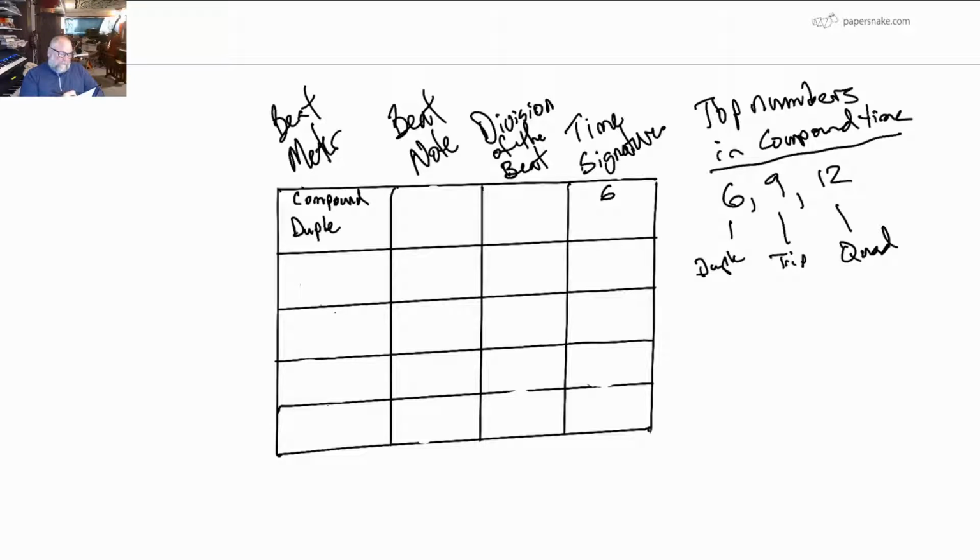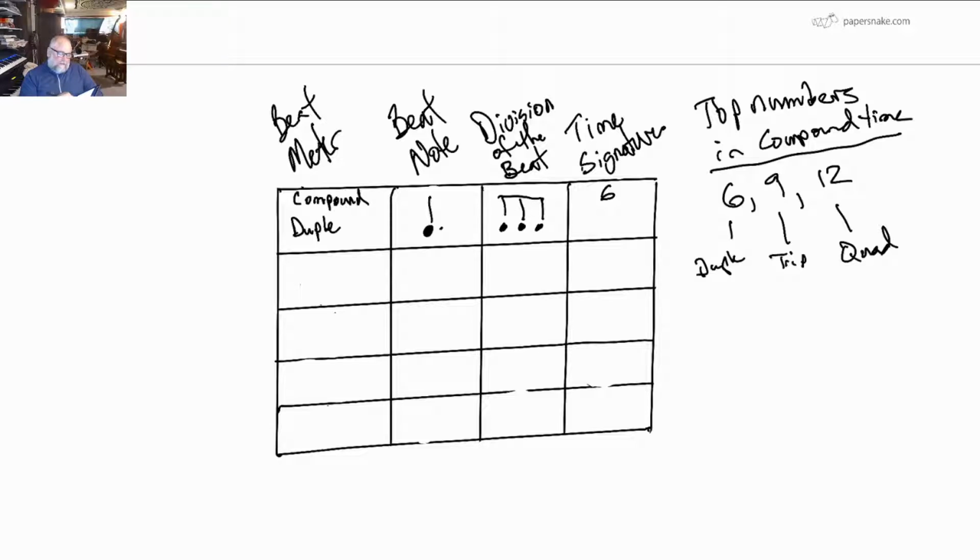The other piece of information they give us for this one is a dotted quarter. Now, that's representing a beat note. The beat note is a dotted quarter. How many beats are there in duple meter? 2. So there are 2 dotted quarters worth of stuff, but the division of the beat is where all the action is. The division of the beat is taking that dotted quarter and splitting it into 3 equal parts. So go to the next smaller note value and write 3 of them.